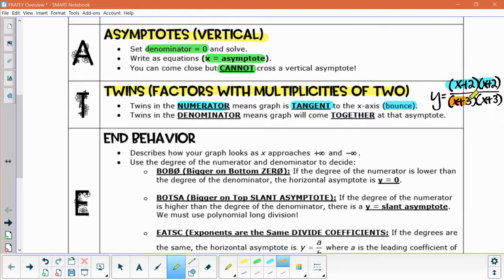If it's in the denominator, and they have to look exactly the same, we're talking identical twins, they're going to come together at that asymptote. My two curves are going to come together.